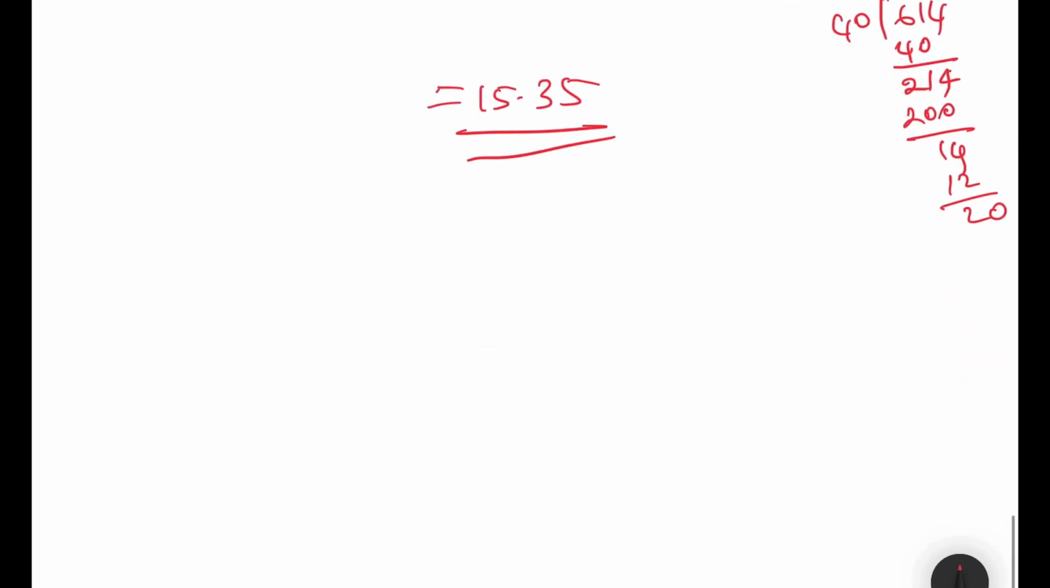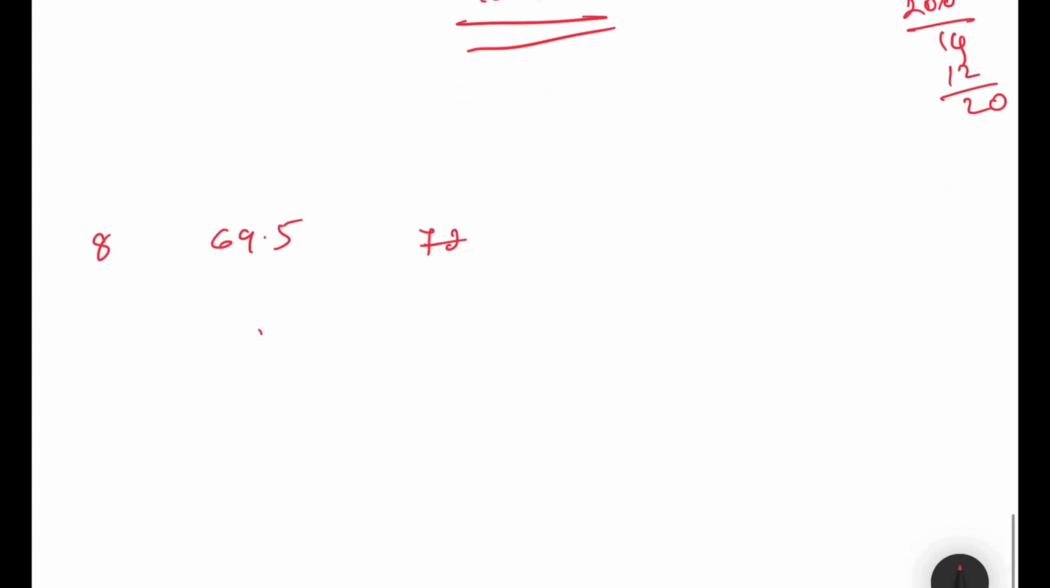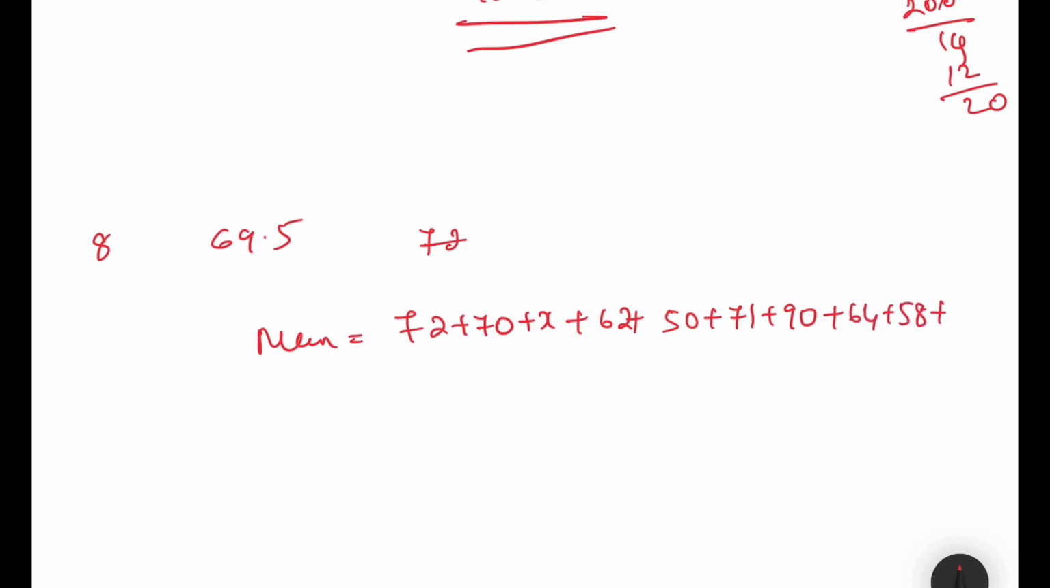Okay. Now let me do the 8th mean. In the 8th mean we have, if 69.5 is the mean of 72, 70, x, 62, 50, 71, 90, 64, 58 and 82. So let me write mean is equal to 72 plus 70 plus x plus 62 plus 50 plus 71 plus 90 plus 64 plus 58 plus 82. So how many terms we have? 1, 2, 3, 4, 5, 6, 7, 8, 9, 10. Divide by 10 equal to 69.5.